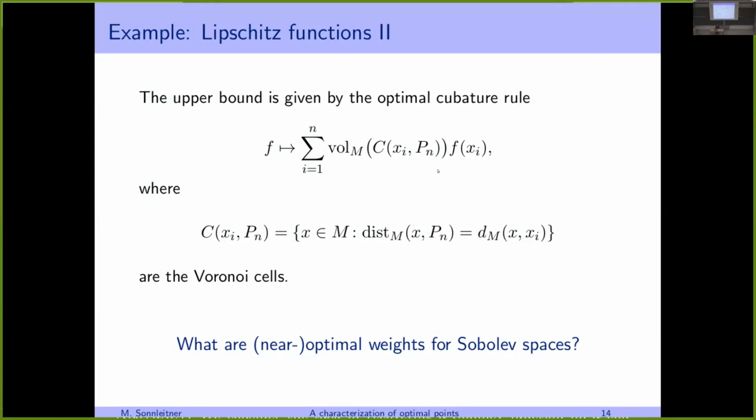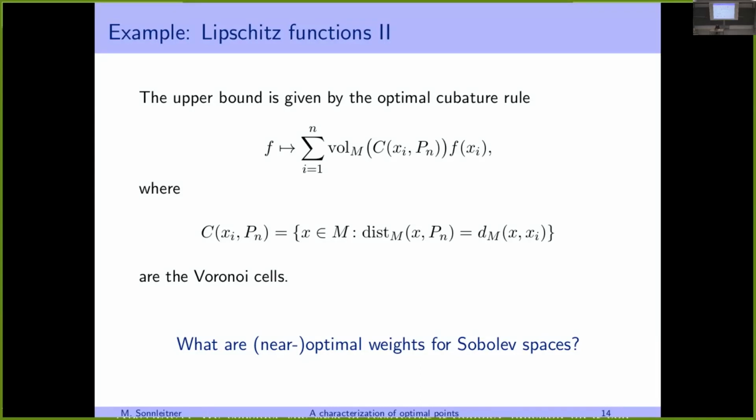So if many points are close together, the Voronoi cells will become very small. So the weights are rather small. The point's not so important, but one point far away from the others has a large weight, which is intuitive. Now a question is, are these weights also optimal for Sobolev spaces? I mean, we have computed some weights, but they are not very intuitive and we do not have an explicit expression for them. And now the question is, can they be expressed in such a nice way? So yeah, it would be interesting to know.